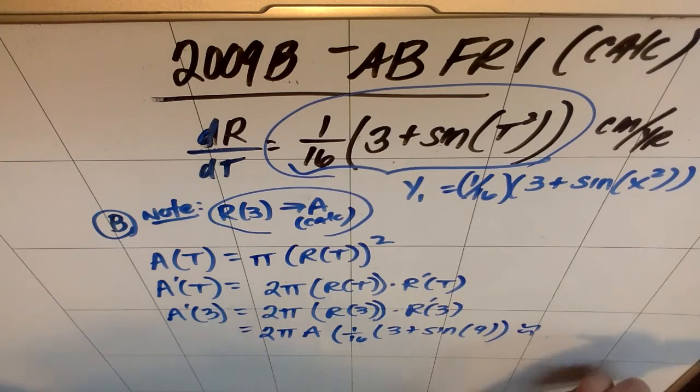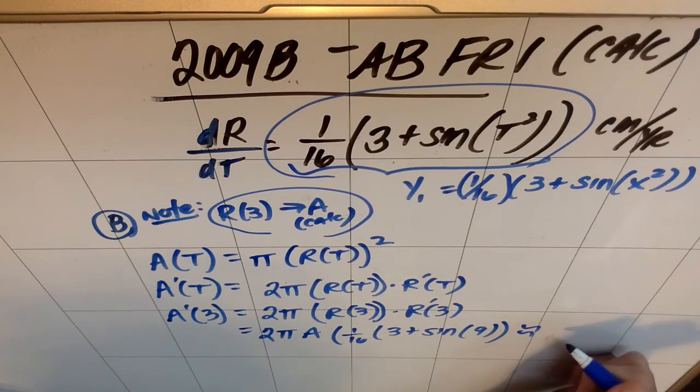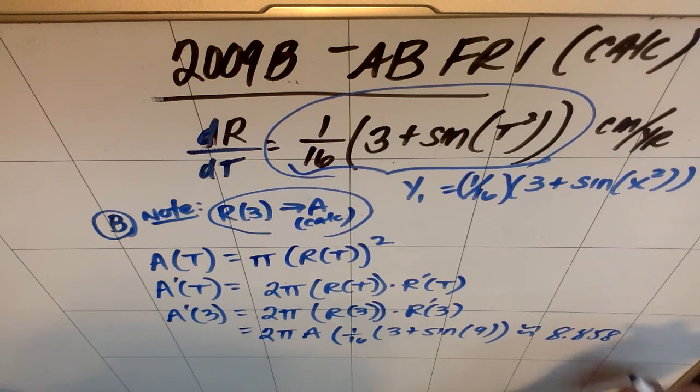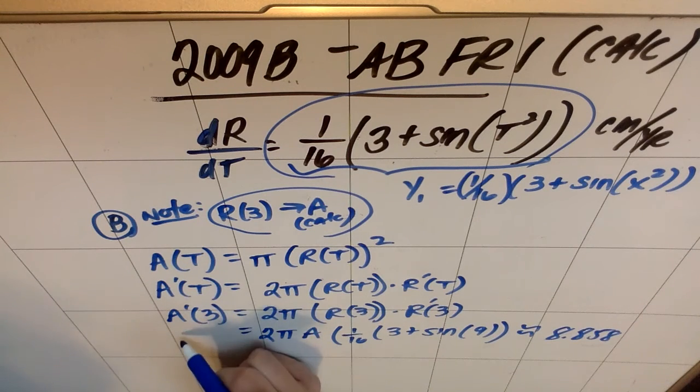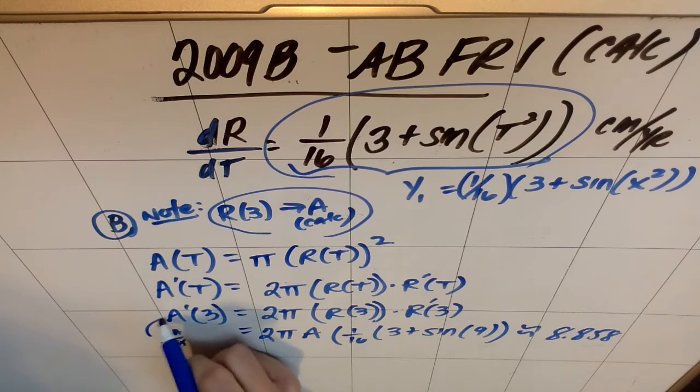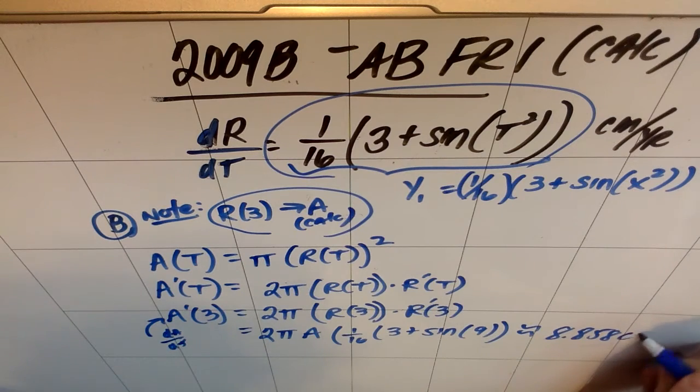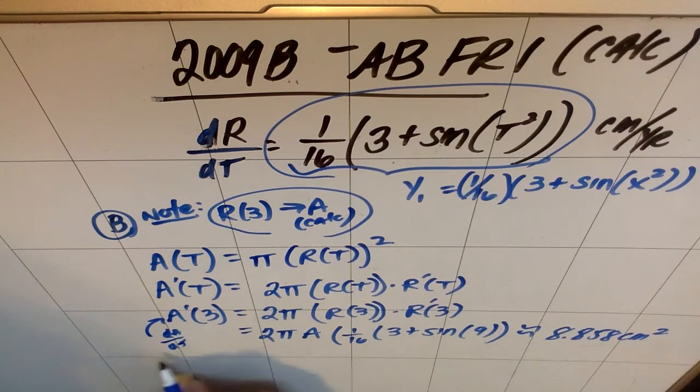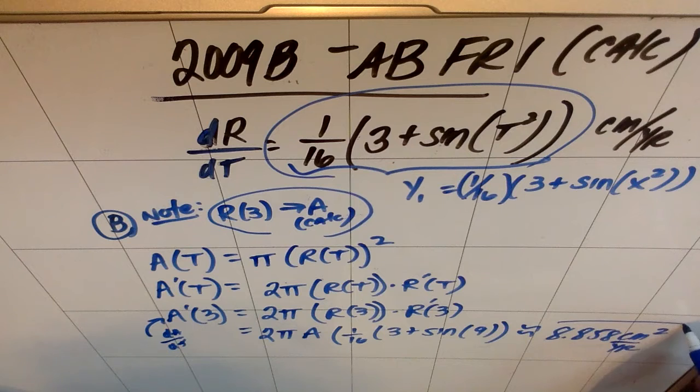And then I'm going to get an approximate value. I'm going to type that in my calculator, and I get 8.858. And then they ask me for units. So keep in mind that A prime is the same as dA over dt, right? That's what A prime means. So in this problem, area would be measured in centimeters squared, and time would be measured in years. So this is centimeters squared per year. So that's the rate at which this thing is increasing: 8.858 centimeters squared per year.